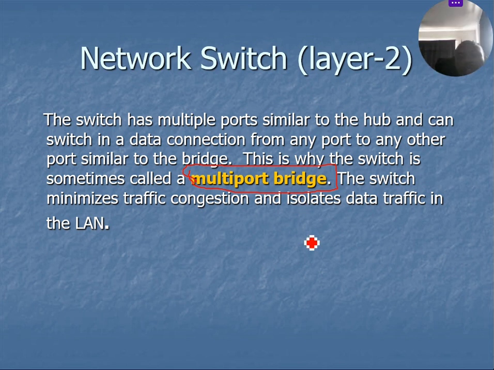The switch minimizes traffic congestion and isolates data traffic in the LAN, because two ports will establish their own connection at a time. Because of this ability, it's able to minimize the traffic congestion. That's an advantage. Also, the switch is able to isolate the data traffic in the LAN. So this is another advantage.